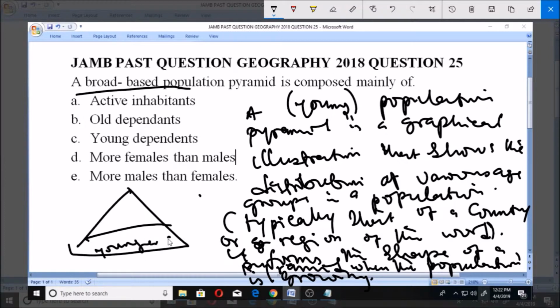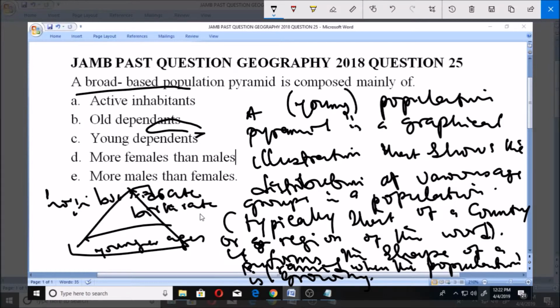So we have the younger ages here, which is a characteristic of countries with high birth rates. So you can see things like this for countries with very high birth rates. Countries with high birth rates normally exhibit this, and low life expectancy. Hence, the number of young dependents, which are children, are more due to the fact that the population is fast growing.